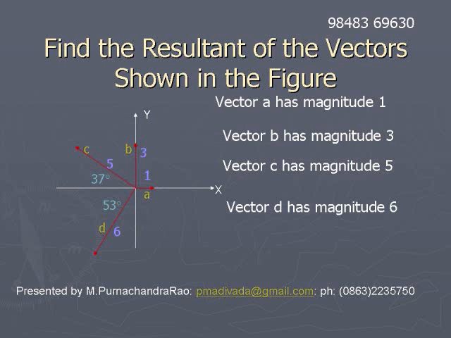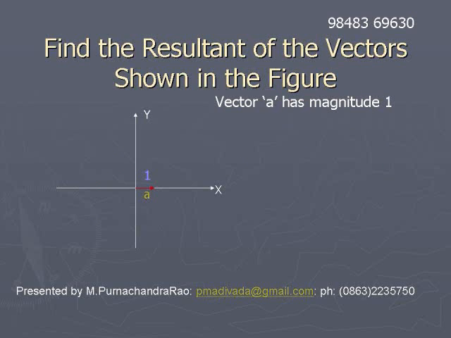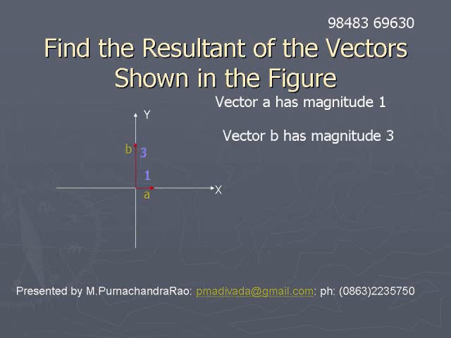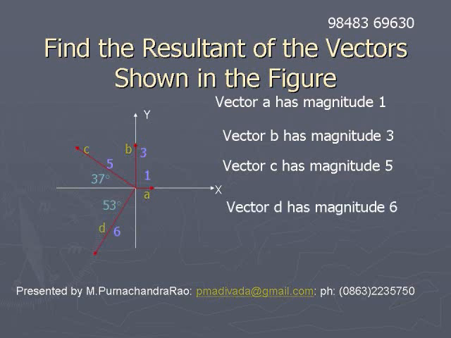In the textbook, a problem is given. Find the resultant of the vectors shown in the figure. Here, four vectors are given. They are named A, B, C, D. A is along the x-axis, B is along the y-axis, C is in the second quadrant, and D is in the third quadrant. The magnitude of A is 1, B is 3, C is 5, and D is 6.